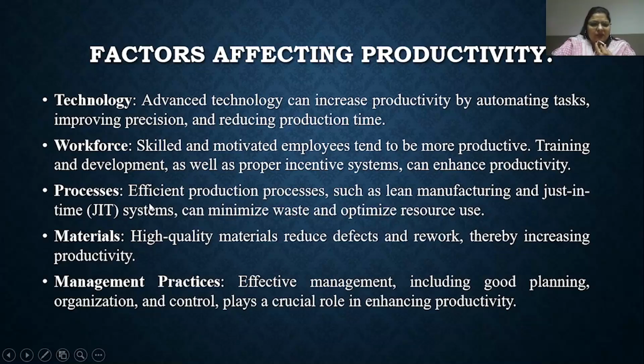This is the processes. Efficient production processes such as lean manufacturing and just-in-time systems can minimize waste and optimize resource use. Material. If high quality materials are used, that can reduce defects and rework, thereby increasing productivity. Next is management practices. Effective management, including good planning, organization, and control, plays a crucial role in enhancing productivity.